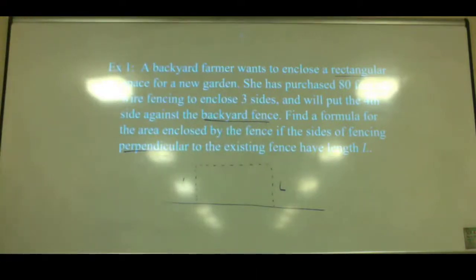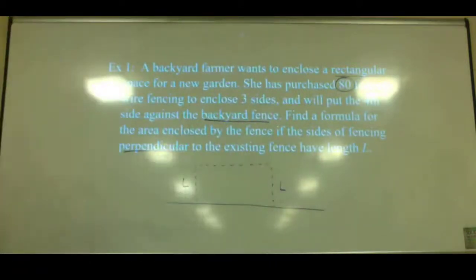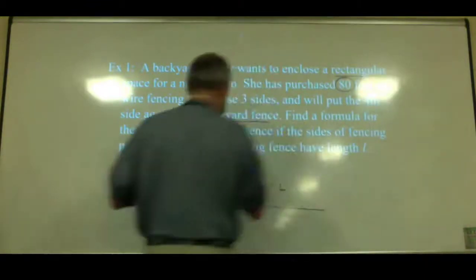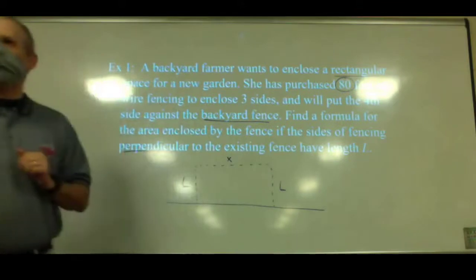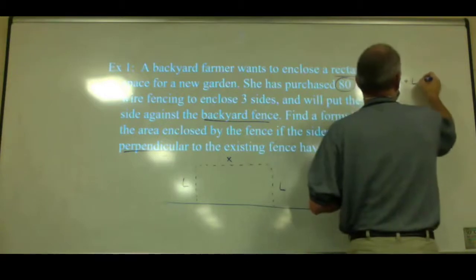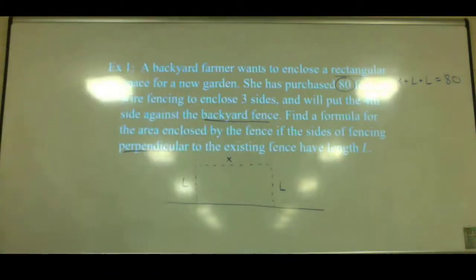Okay? Now we have to figure out what that last side is, how long it is. So this is our information. Got 80 total feet of fencing, right? So the L and the other L and the third side all together equal 80. Does that make sense? Okay. So let's take a look at that. Let's call this X, and we're going to figure out how long X is, okay? So we know that X plus L is going to equal 80, when we add up all those three sides.